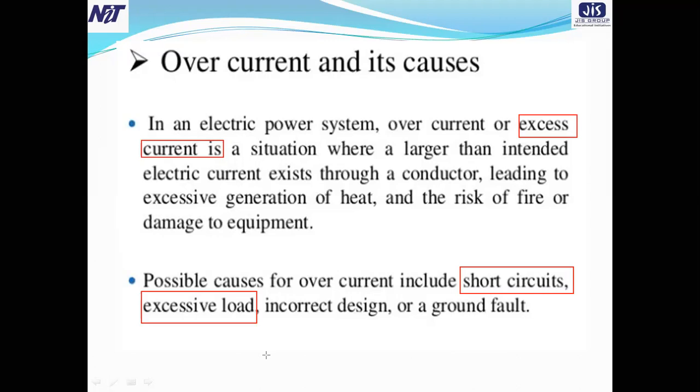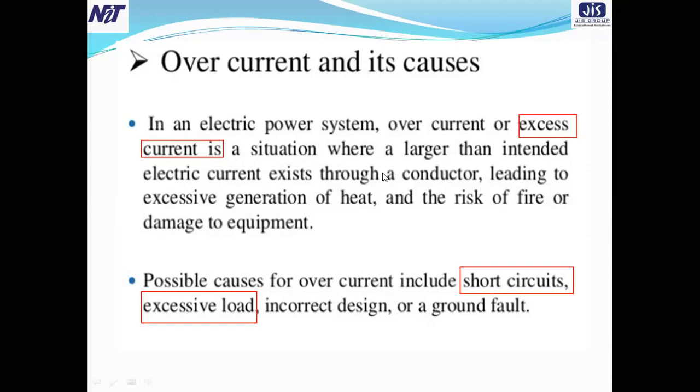First, you have to understand what overcurrent is. I think it is clear to all of you right now that overcurrent is nothing but an excessive current, a situation where a larger than intended maximum current flows through the conductor, which leads to the generation of excessive heat, and it is a risk of fire and damage to the equipment. And these are the reasons: the short circuit, excessive load, incorrect design, and the ground fault. So that's all about overcurrent and its causes.